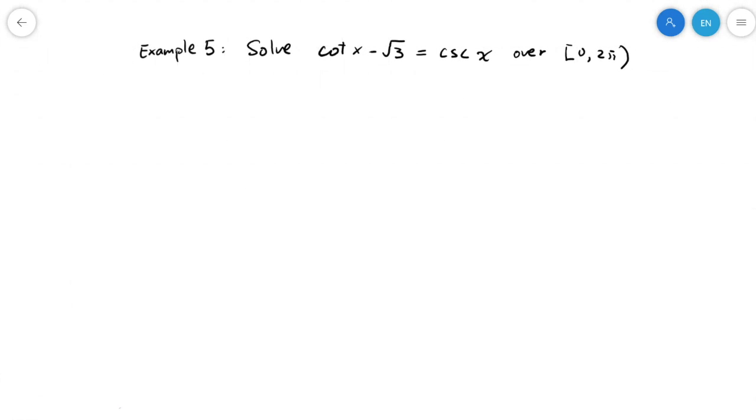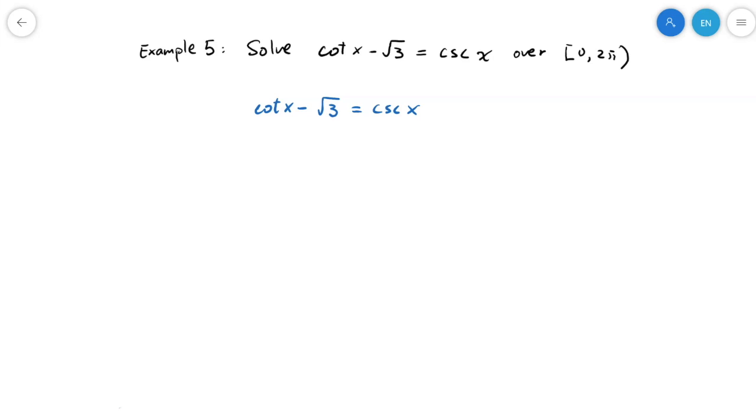So what is the squaring method? When we look at the equation we have, cotangent of x minus square root of 3 equal to cosecant of x, we cannot really solve it straightforwardly because we have both cotangent and cosecant. We cannot factor it or use the quadratic formula. What we can think about is maybe we can use identities to reduce them.